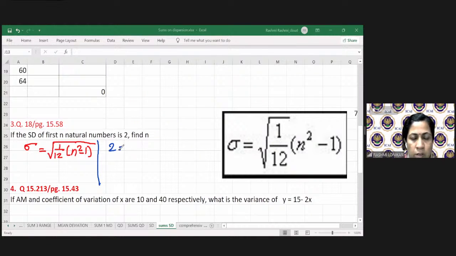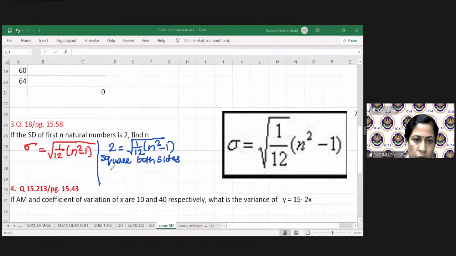So 2 is equal to square root of 1 by 12 into n square minus 1. So I square both sides. What will happen? Here 2 will become 2 square, and the square root sign will go away. If we square a square root, its sign goes away. 1 upon 12 n square minus 1. How much is 2 square? 4. 4 is equal to 1 upon 12 n square minus 1.